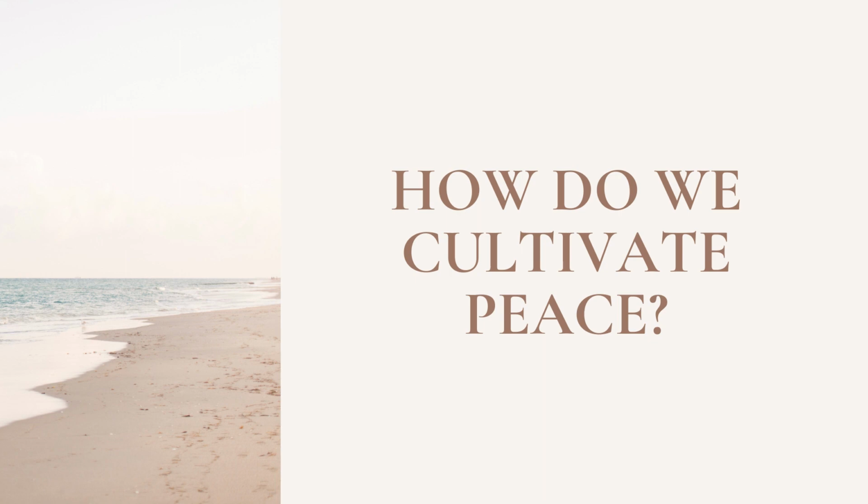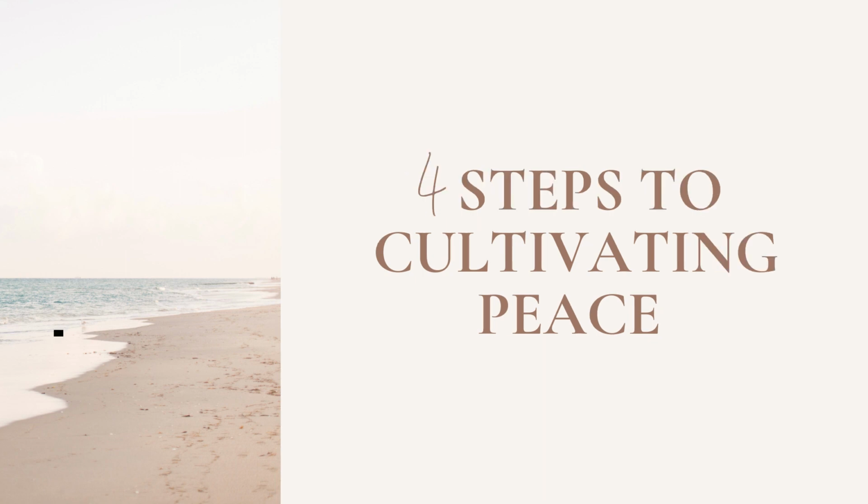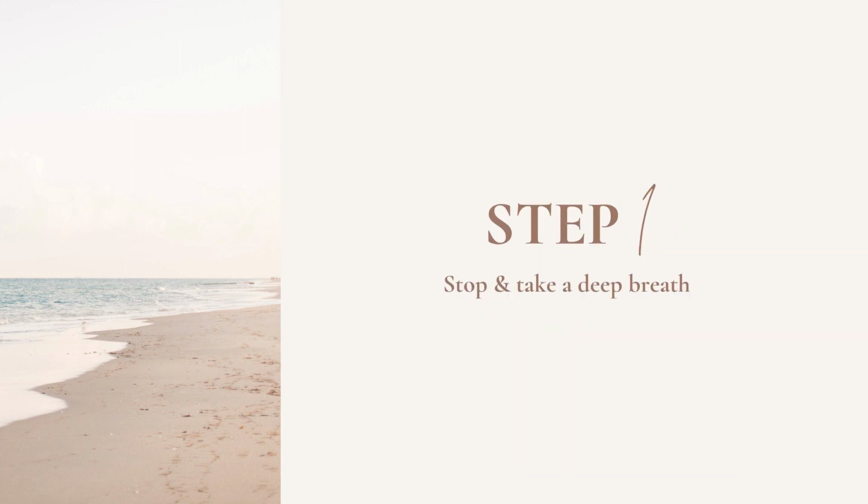How do we cultivate peace? Four easy steps to cultivating peace. Step 1: Stop and take a deep breath. People often worry because they genuinely care, yet our care is most effective when we are in balance. We think clearer and are more creative and intuitive. Worry can become an unhealthy emotional habit that acts like a hole in our gas tank, draining our vital energy and certainly robbing us of peace.